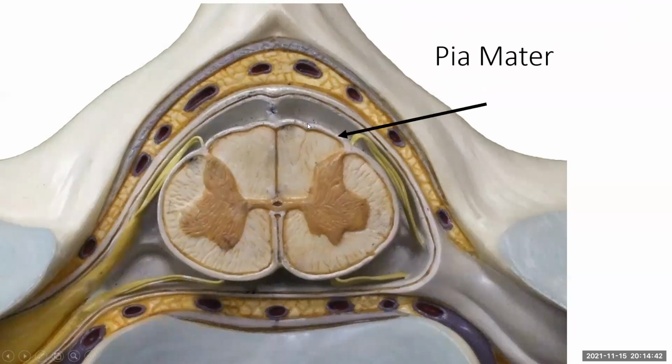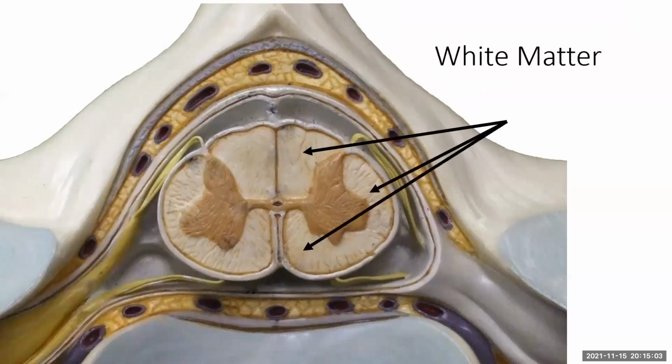And then, of course, our deepest layer here is the pia mater. The pia mater is made up of that very thin tissue that lines right on top of the spinal cord. You'll notice it goes right in through this area here. So it adheres directly onto the spinal cord itself. And that's the pia mater.